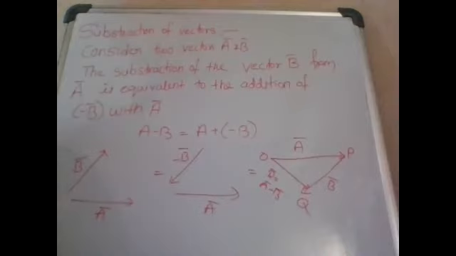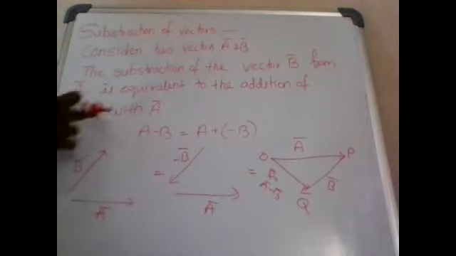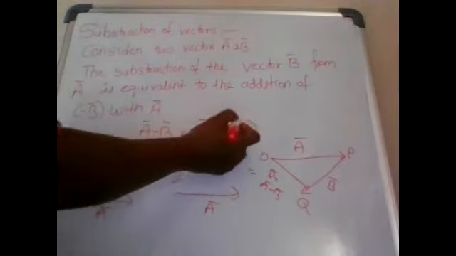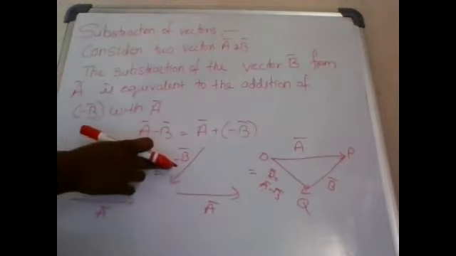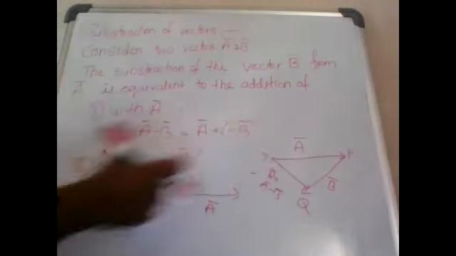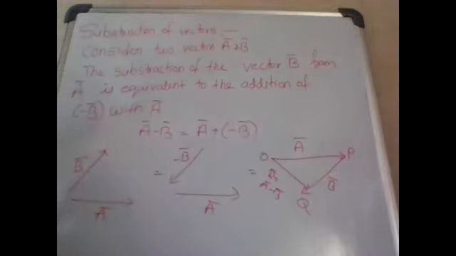In this also we consider two vectors A and B. Here the subtraction of the vector B from A is equivalent to the addition of minus B with A bar. So A bar minus B bar equals A bar plus of minus B bar. We take minus B bar in the opposite direction. First consider vector A. After that, from the head of vector A, we draw the B vector. The OQ line gives the resultant vector R bar equal to A bar minus B bar.